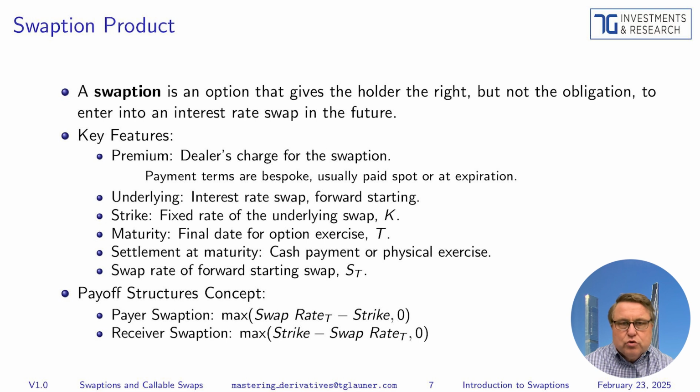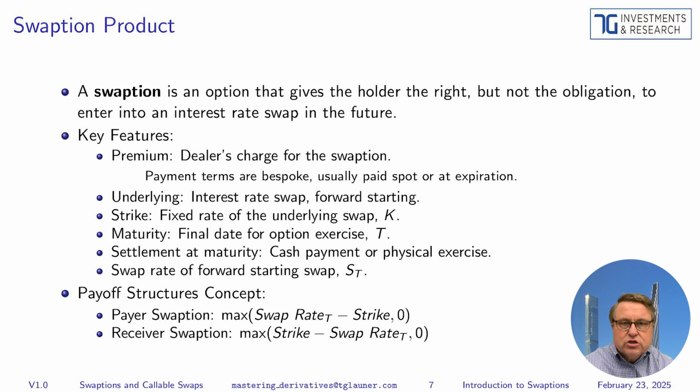Key features include the premium. This is what the dealers charge for granting the swaption and is typically paid either upfront or at expiration. The underlying asset is typically a forward-starting interest rate swap. A strike price, K. This is the agreed-upon fixed rate of the underlying swap. And maturity, T, the final date by which the option must be exercised. At maturity, settlement may occur via physical delivery, so you have to enter into an actual swap, or through a cash payment based on market values.